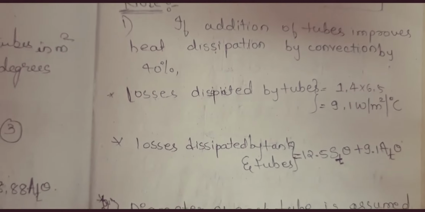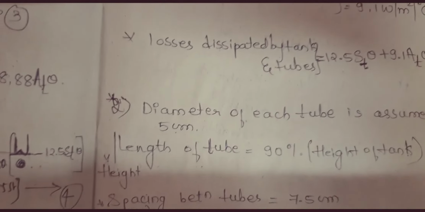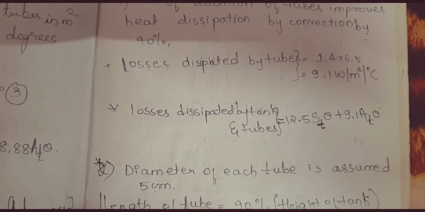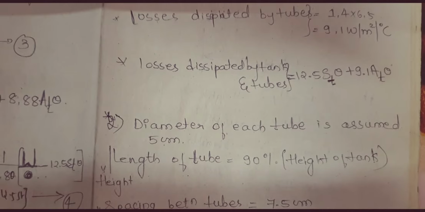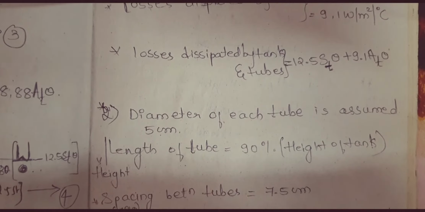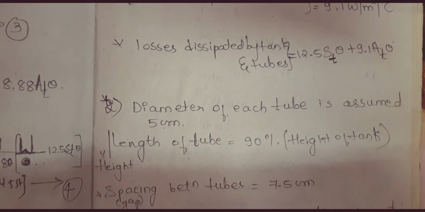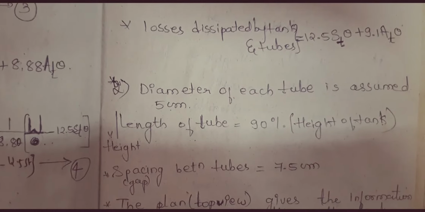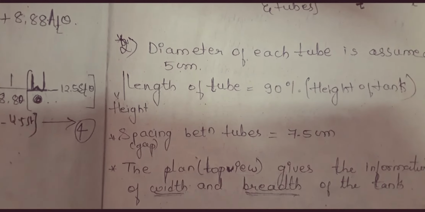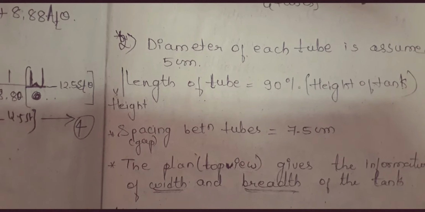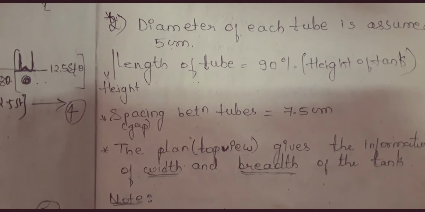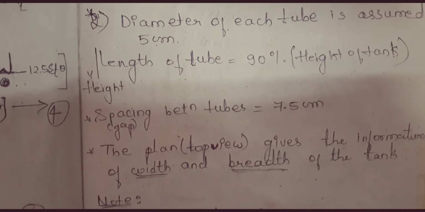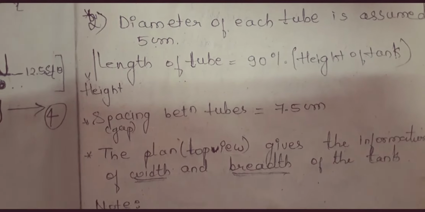Here are a few important notes for your consideration. Remember, if in a numerical the diameter of the cooling tube is not given, you have to assume it as 5 cm, the length of the cooling tube as 90% of the height of the tank, and the spacing between tubes as 7.5 cm. And remember, the top view gives the information about the width and breadth of the transformer tank.